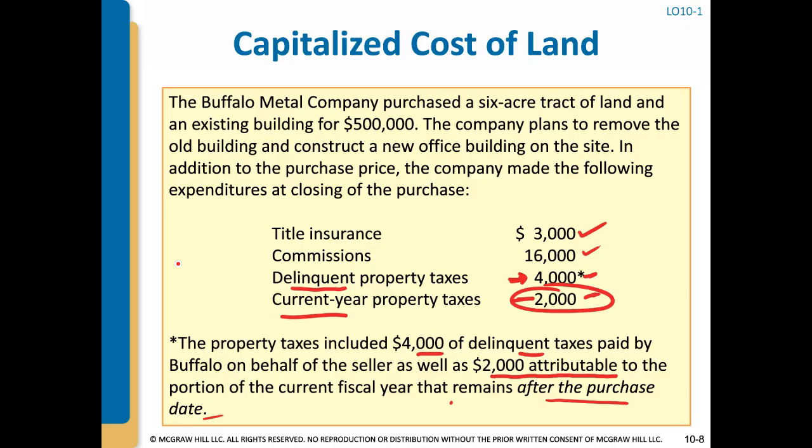So in total, this current year property tax does not benefit future periods. It is only for the current year. The delinquent property tax needed to be paid in order to acquire the land and be able to use the land. So it is these three items that will be capitalized as part of the cost of the land: the 3,000, 16,000 plus 4,000.